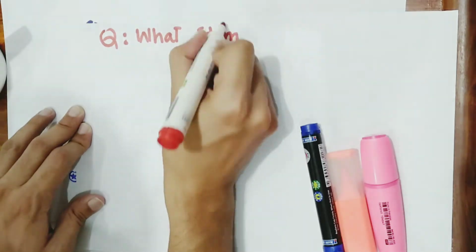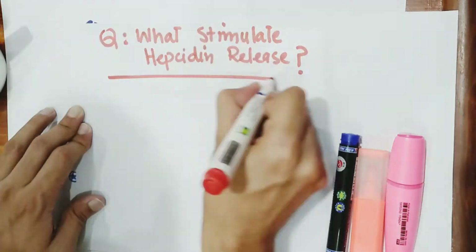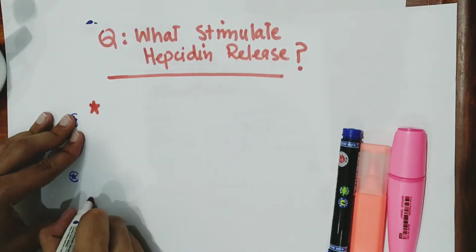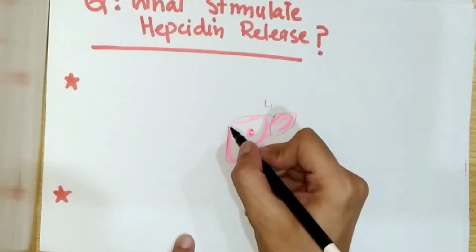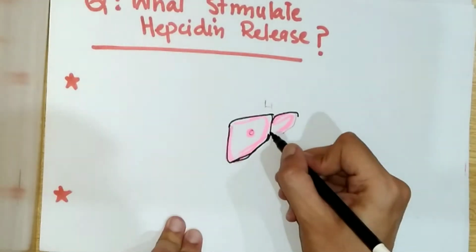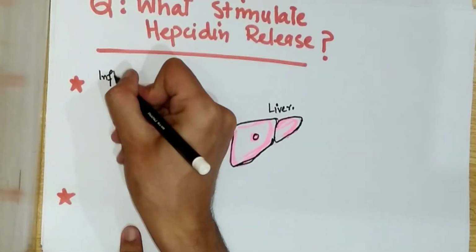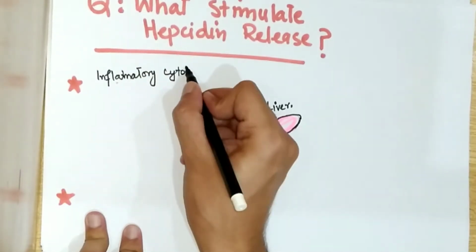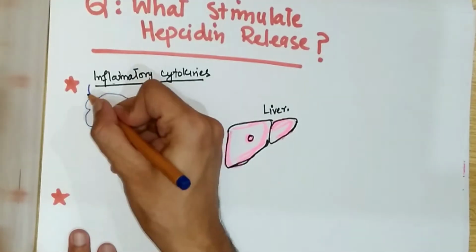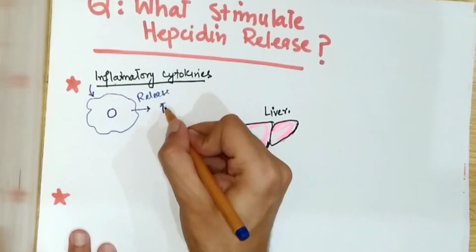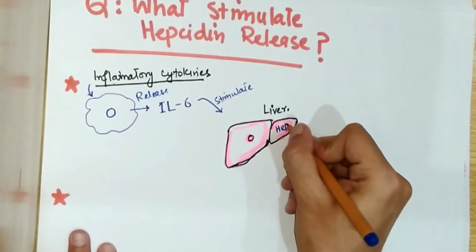Here is a question: what stimulates the release of hepcidin? What are the factors that cause the release of hepcidin? There are a number of factors involved that cause the secretion of hepcidin. Number one, inflammatory cytokines that are released by macrophages. For example, interleukin 6, which can cause the release of hepcidin. The interleukin 6 from macrophages stimulates the liver cells to release hepcidin.